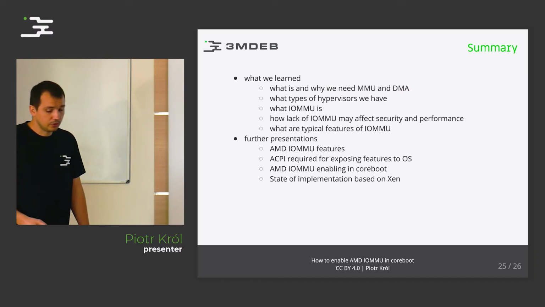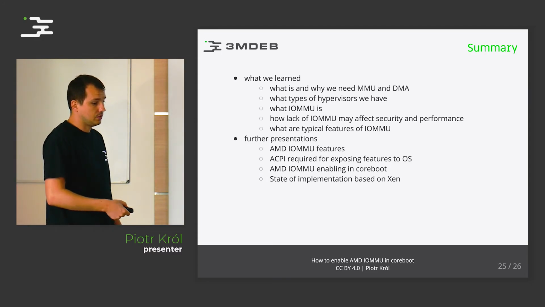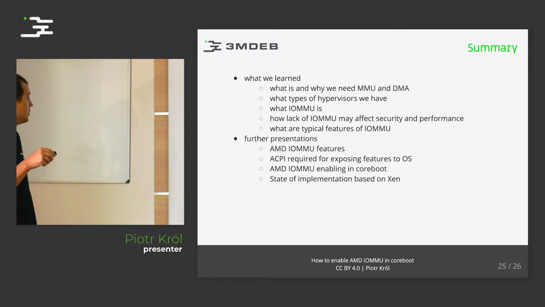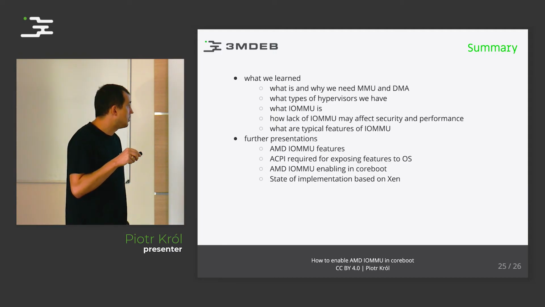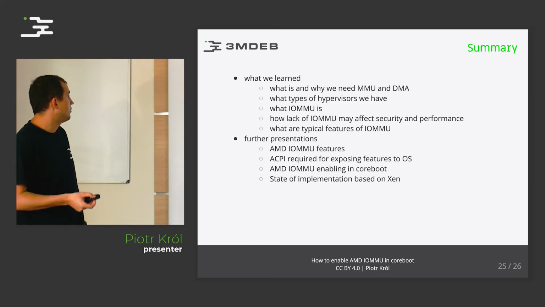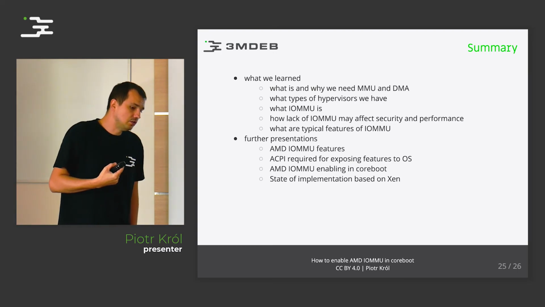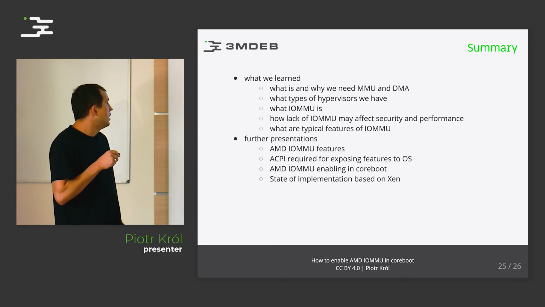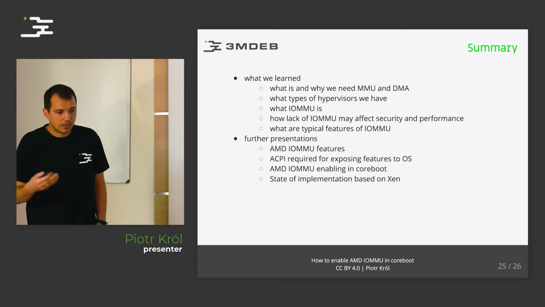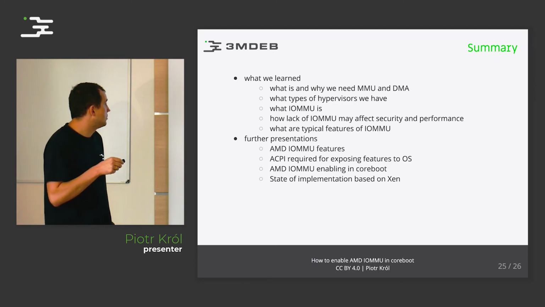Okay, to summarize what we talked about in this presentation. We talked about the MMU and DMA, and this was just brief. There is much more to tell about these areas, but we didn't have time for that. We talked about the two types of hypervisors. We discussed what IOMMU is and what kind of features it may provide. We discussed what may happen if the IOMMU is not there, what kind of security threats we have, and the other typical features like interrupt remapping and page table sharing. So these were what we discussed.